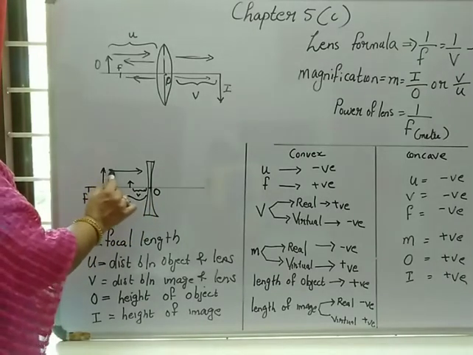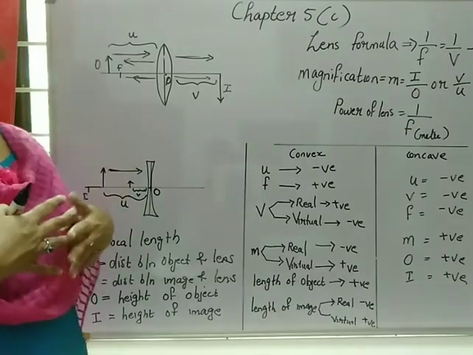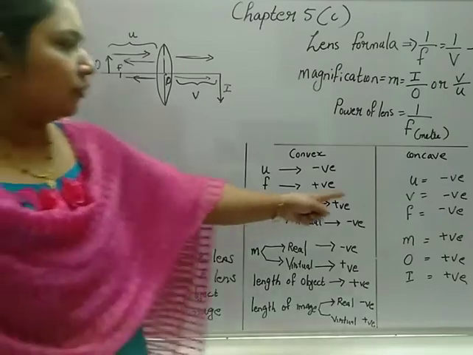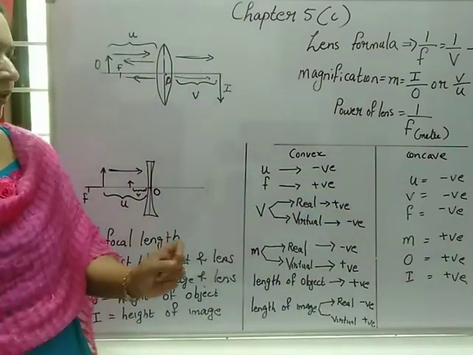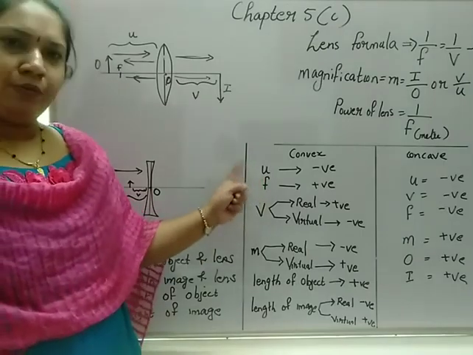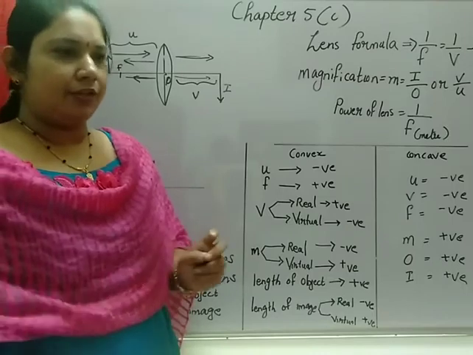So the incident ray is forward and the measurement is in the backward direction. Both are in the opposite direction. So here also we can take U as negative. Is it clear? So for a convex lens, U is negative. For a concave lens also, U is negative.